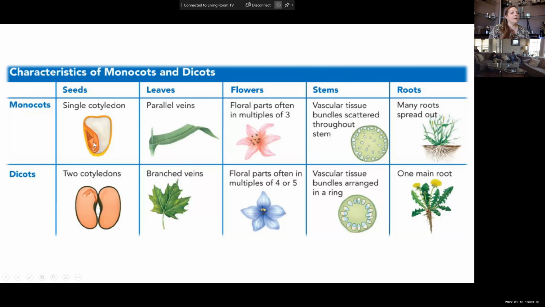So your monocots, like a kernel of corn here, are going to have a single cotyledon. That's your one seed leaf. And your dicots are going to have two like this, just like we were saying. You ever open a peanut up and it looks just like that, doesn't it? Cashew too.